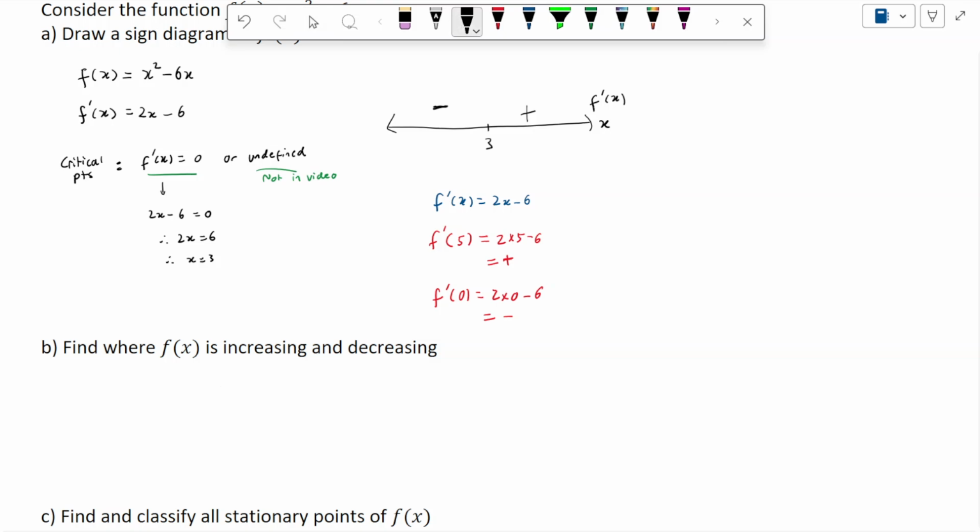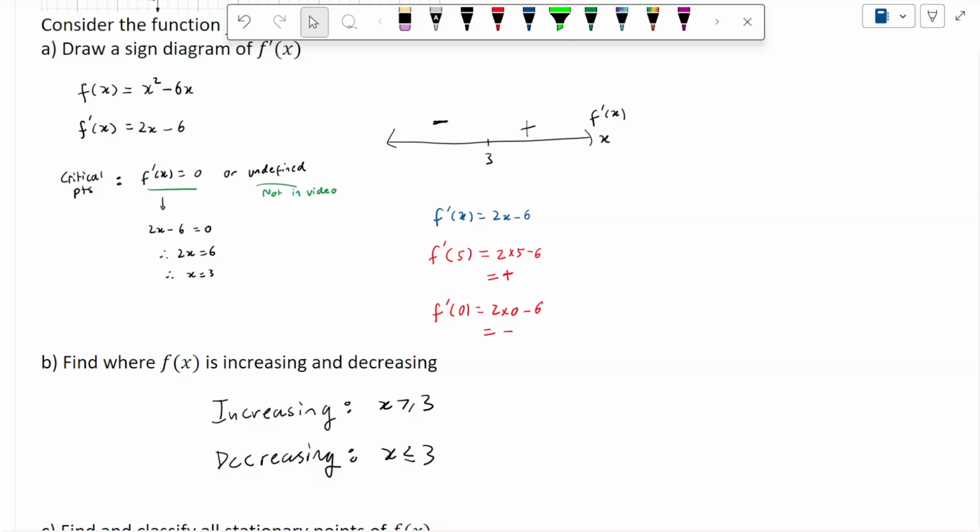Okay. Now that we've got that sign diagram, we can find where f of x is increasing and decreasing. So it is increasing wherever there was a plus on our sign diagram. So that's for x is greater than or equal to 3. And it is decreasing wherever x is smaller than or equal to 3.